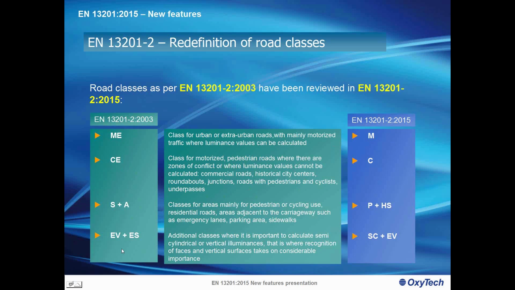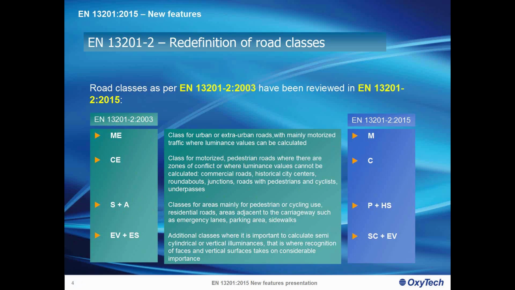Then there are 2 sets of other lighting classes, S and A, always related to the old standard, which are classes for areas mainly for pedestrians or cycling use, residential roads, areas adjacent to the carriageway, such as emergency lanes, parking areas, sidewalks. And the last set is related to additional classes where it is important to calculate the semi-cylindrical or vertical illuminances. That is where recognition of faces or vertical planes is important.